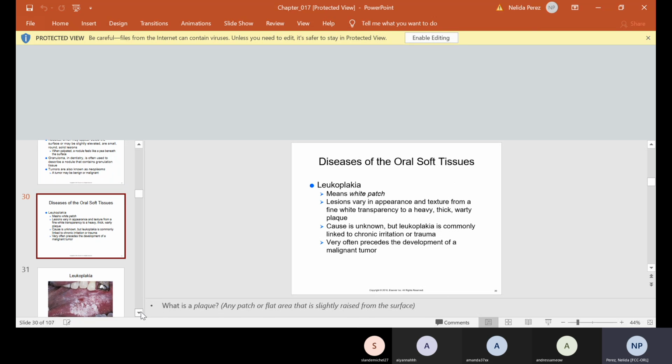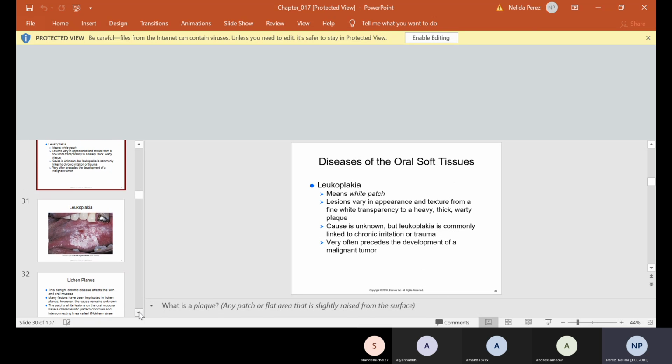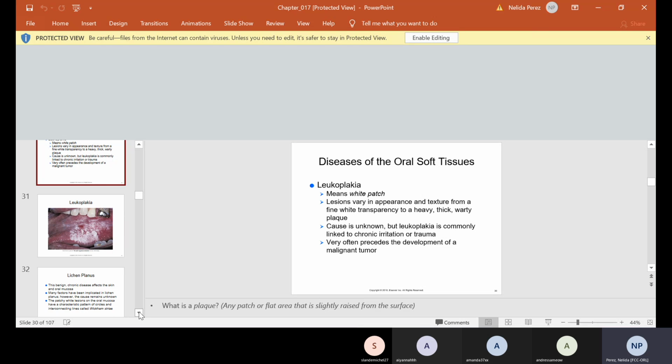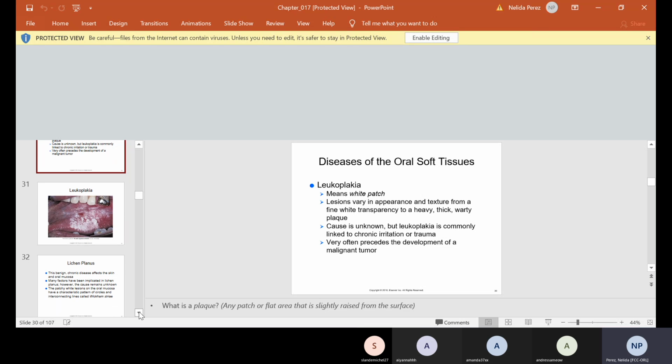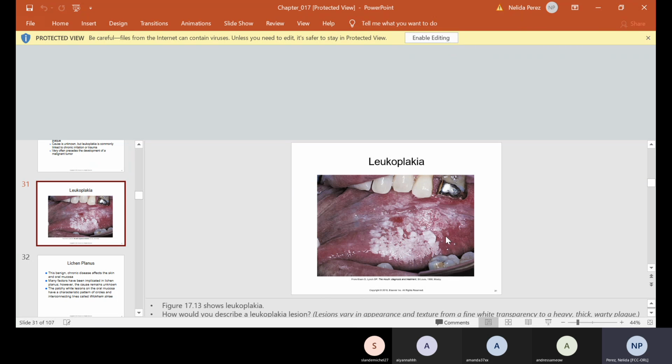Diseases of the oral soft tissues are leukoplakia. It means white patch. These lesions vary in appearance and texture from a fine white transparency to a heavy, thick, warty plaque. Its cause is unknown, but leukoplakia is commonly linked to chronic irritation or trauma, and very often precedes the development of a malignant tumor. And again, plaque is any patch or flat area that is slightly raised from the surface, and this is an example. Okay, so this is your leukoplakia.